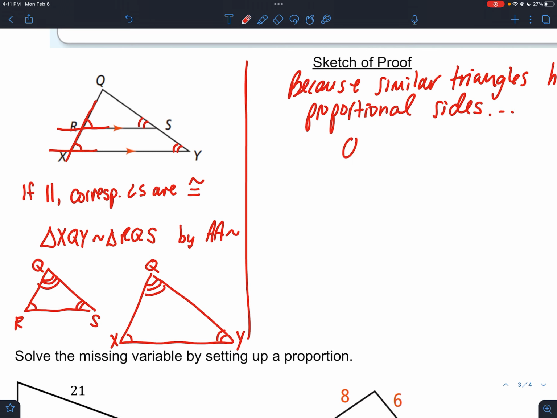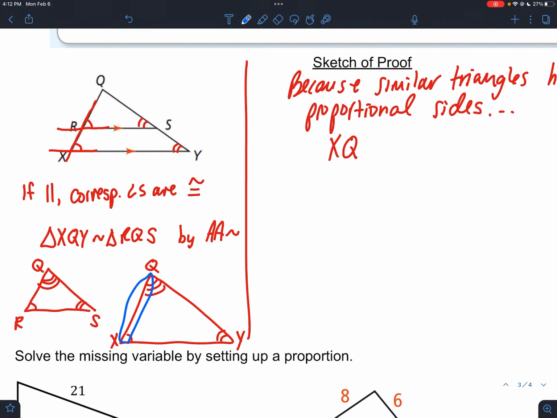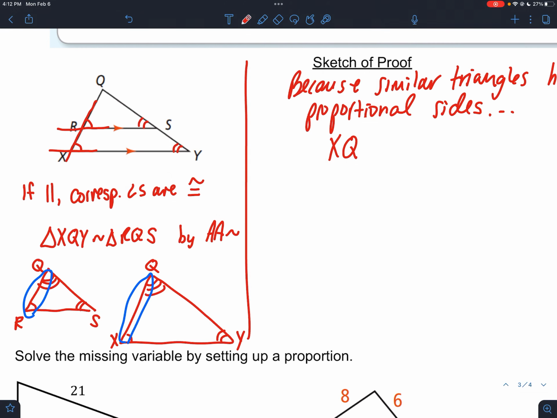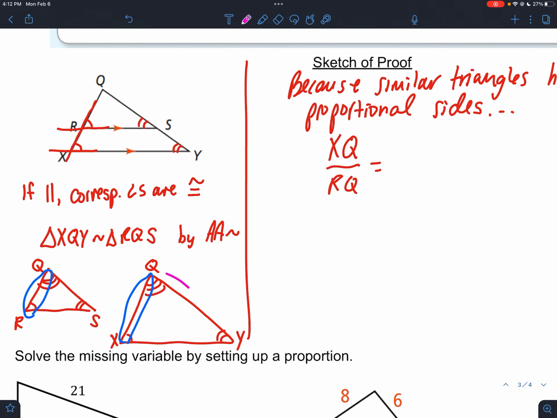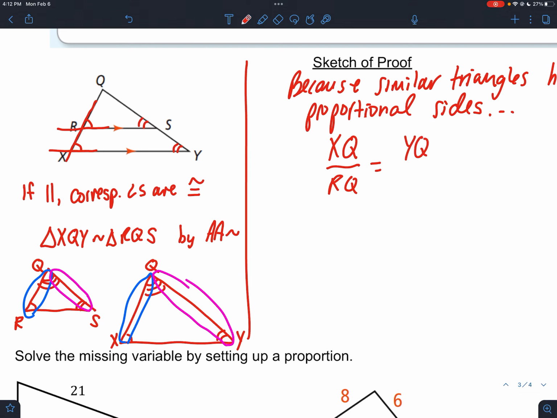So because we have similar triangles, we can set up a proportion that says that XQ, so this length, switch colors, this length to this length, that's the scale factor, right? It's the larger result divided by where it came from. That should be equal to doing this on the other side, YQ to SQ. They should have the same scale factor, and that's what I'm writing here.